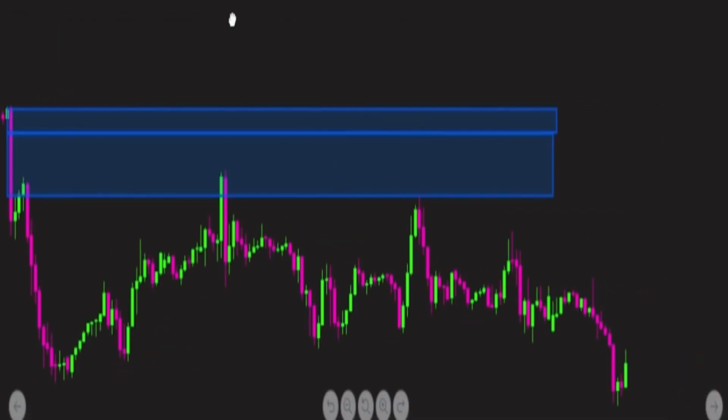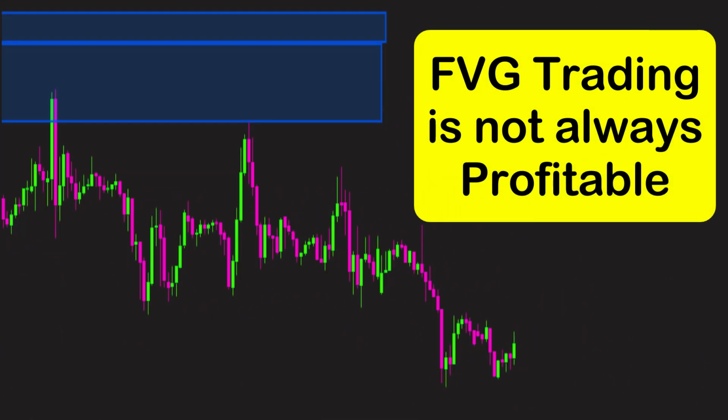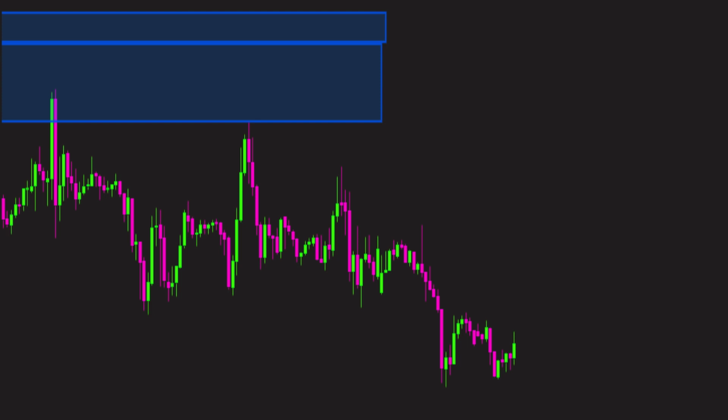But the fair value gap does not always result in a profitable trade, as sometimes the market may even go below the bullish order block zone in an uptrend and above the bearish order block zone in a downtrend. Now this problem can be resolved by using the strategy that we are going to discuss in this video.